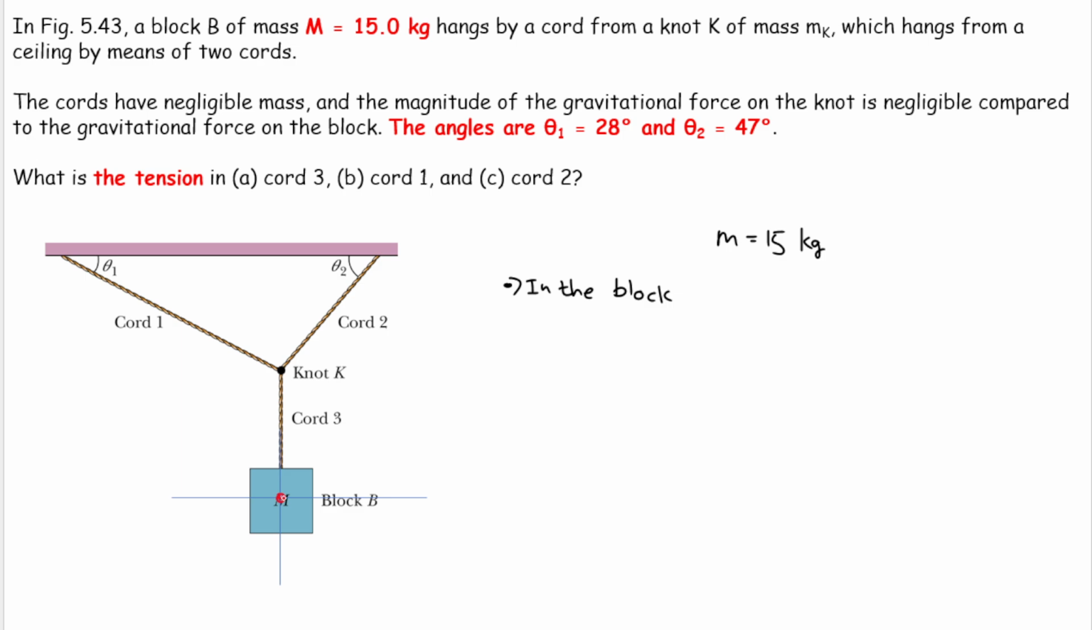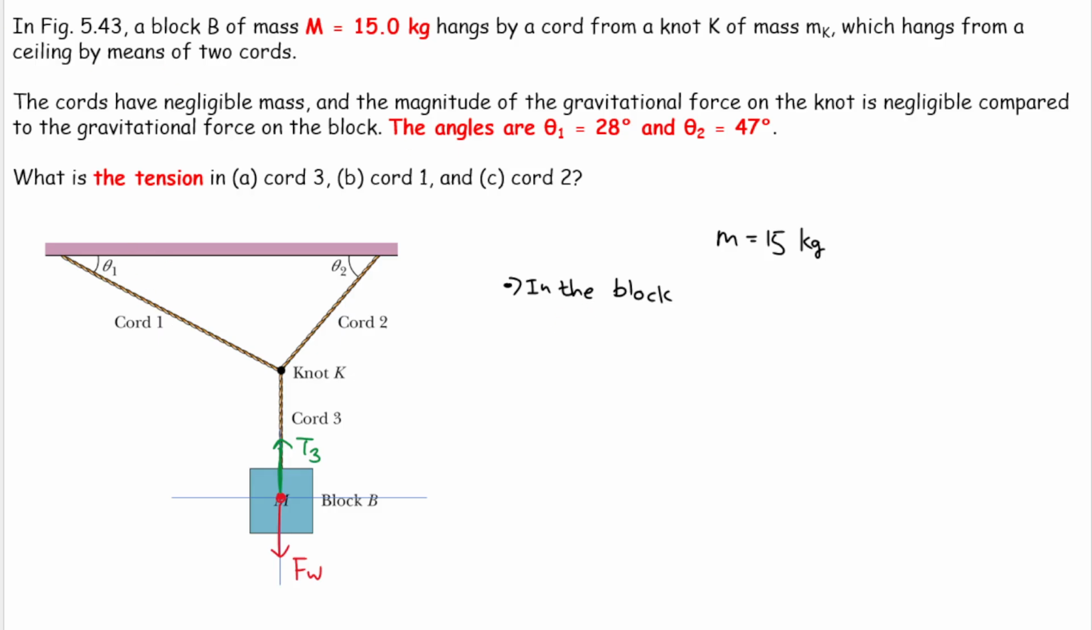Here we have the force by the weight of M downward, right? So we will have this force here, which is the force by the weight of the block B. But then in the opposite direction, we have the tension of cord 3 upwards, right? So we will have this one here. Let's name this T3, right?